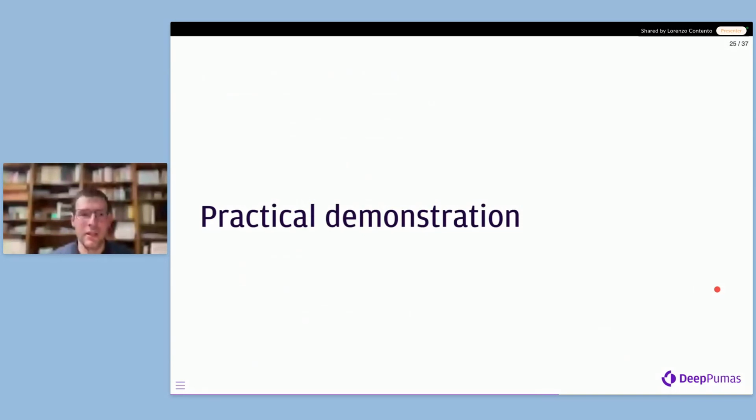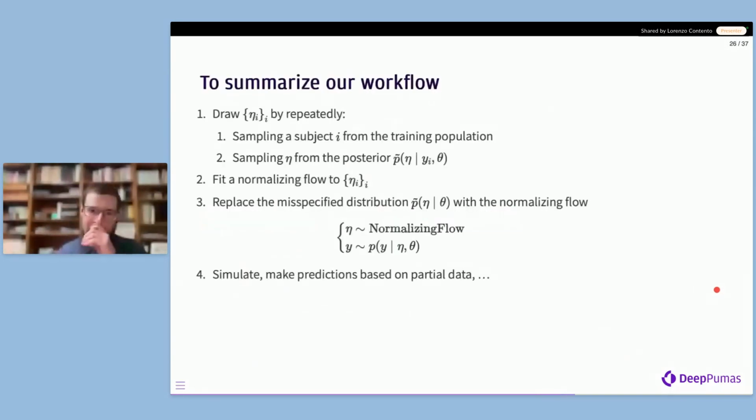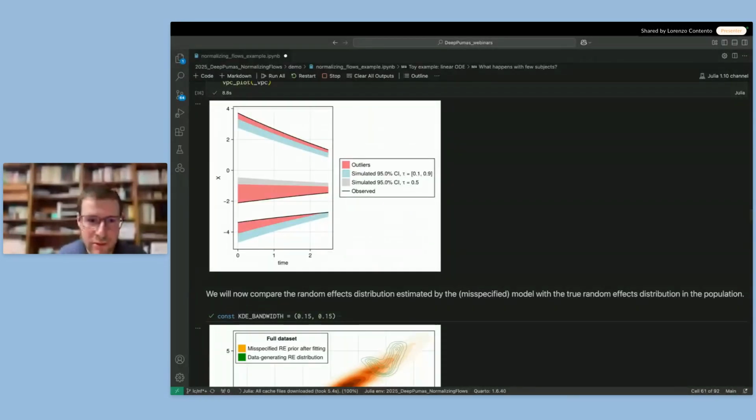Okay, so now for a practical demonstration, I will go over the steps again just to summarize them. So we will draw from the posterior of the random effects. We will fit a normalizing flow to the sample thus obtained. We will replace the misspecified distribution in the model with this normalizing flow, and then use the resulting model as a way to make simulations or predictions based on partial data. Okay, let's go to the code.